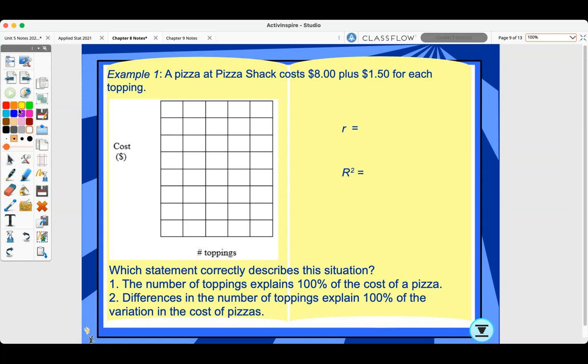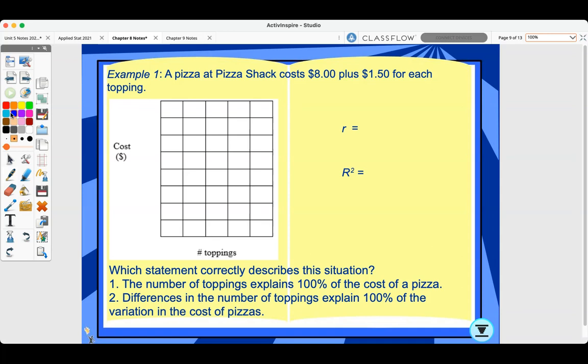Let's look at example 1. A pizza at Pizza Shack costs $8 plus $1.50 for each topping. So, which statement correctly describes the situation? The number of toppings explains 100% of the cost of the pizza, and differences in the number of toppings explains 100% of the variation in the cost of pizzas.